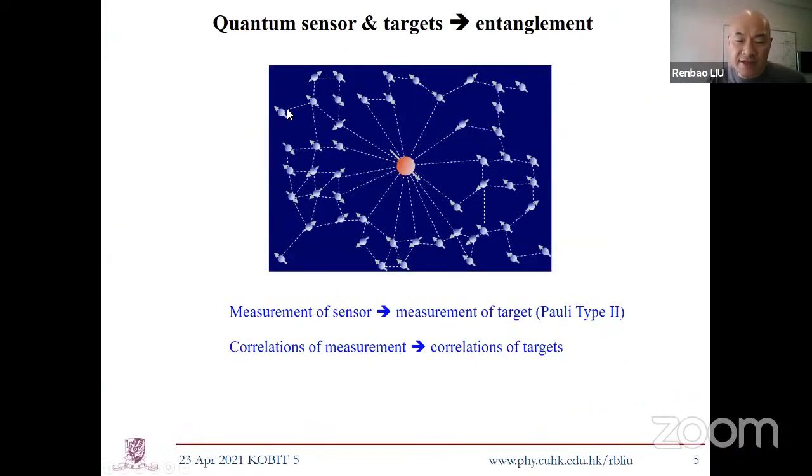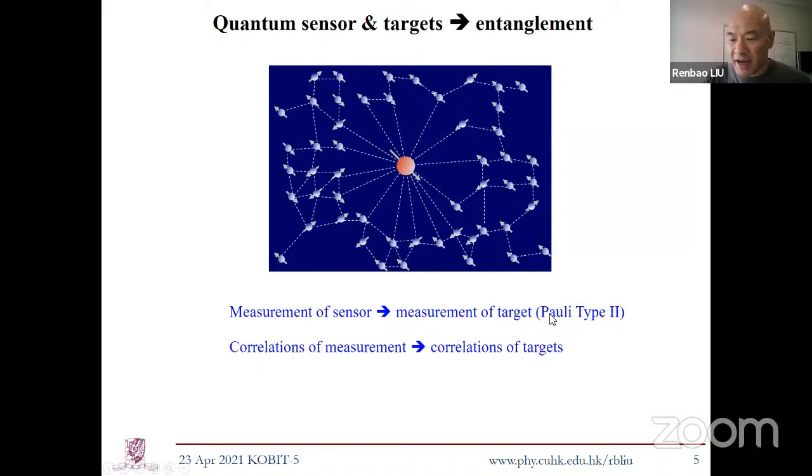So in general, we can consider a quantum sensor and a target. For example, we can consider a central spin interacting with many other spins, which are the targets to be detected. If both of them are quantum systems, then the evolution, because of the interaction between them, will induce entanglement.